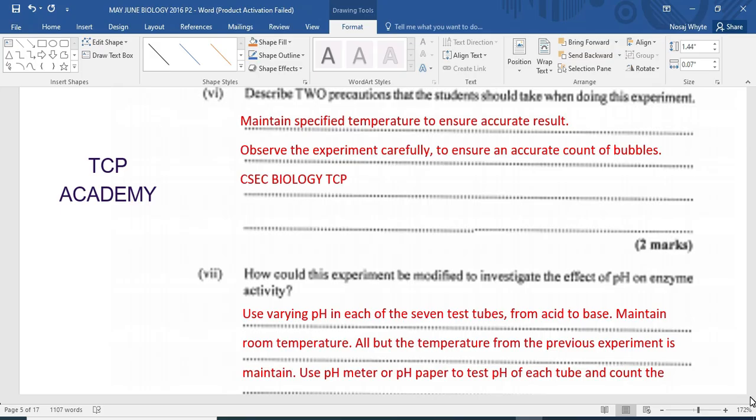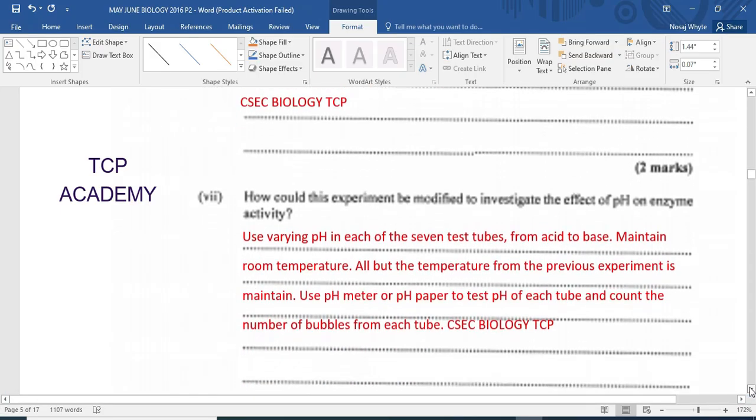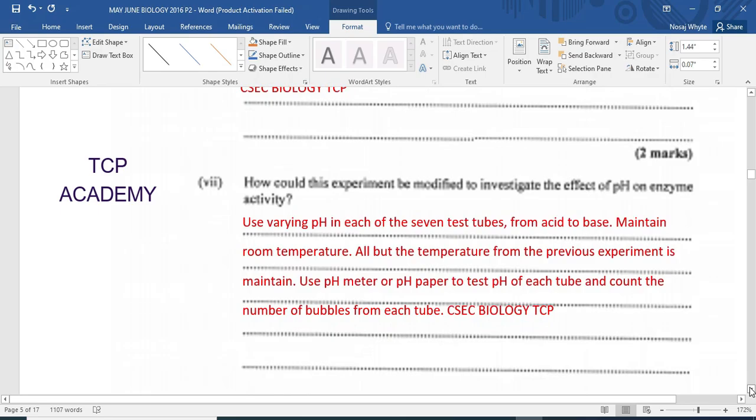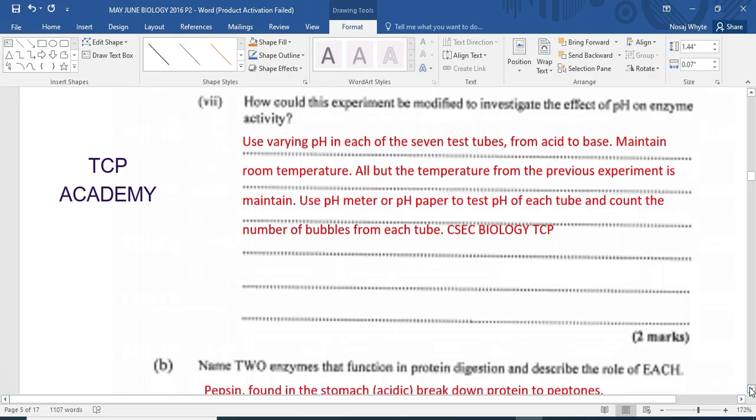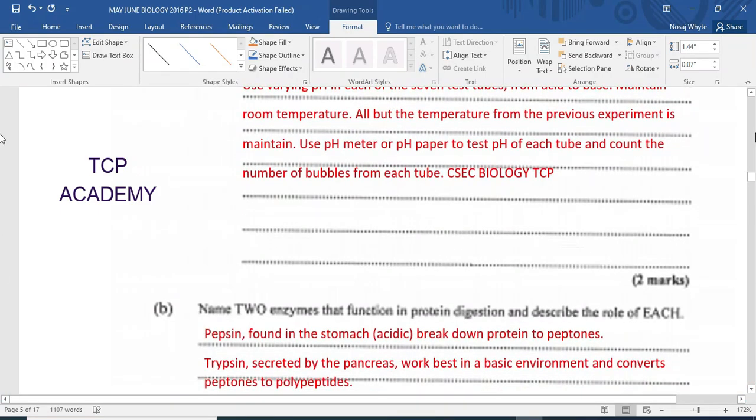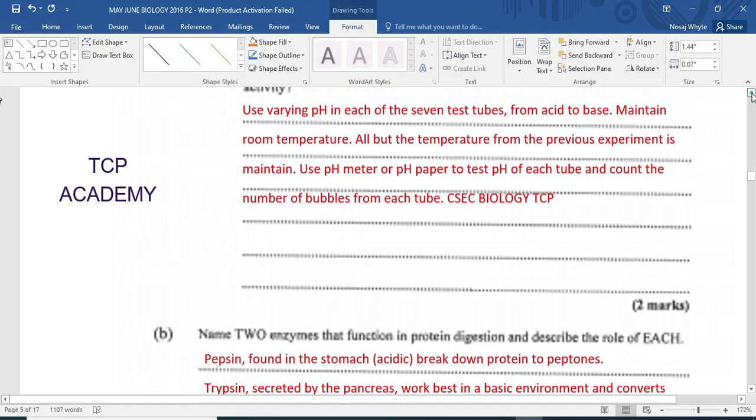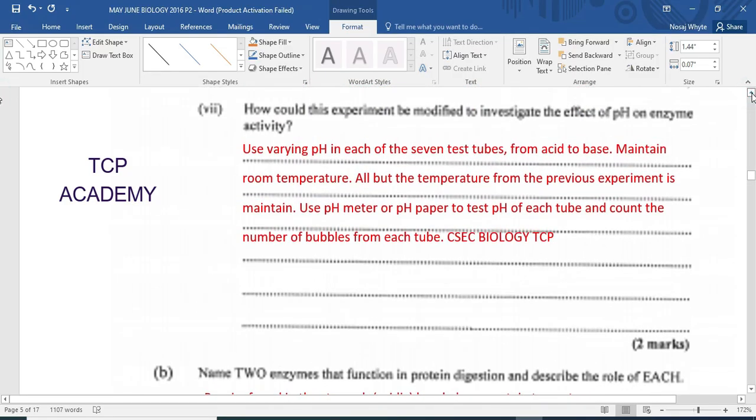We're going to use a pH meter or pH paper to test the pH of each tube, and of course we want to ensure that we count the number of bubbles for each test tube. Pretty much the same, like I said, just to change out that which is of course temperature into pH and to maintain temperature the same for all these test tubes, and you would have manipulated the experiment for pH.